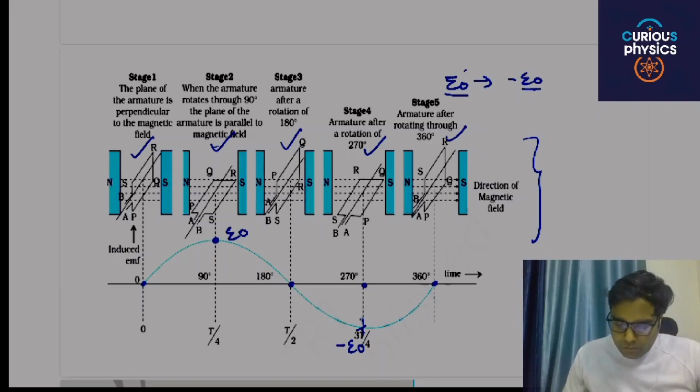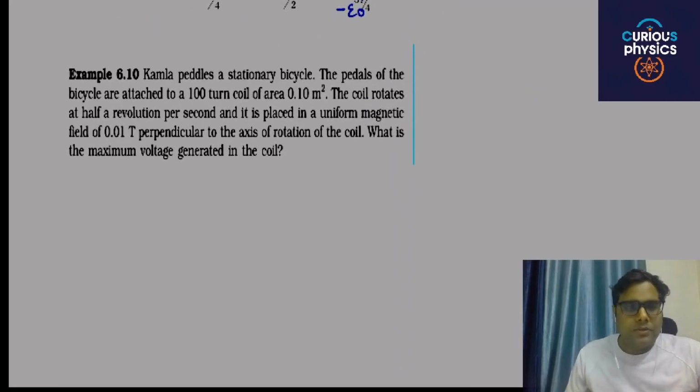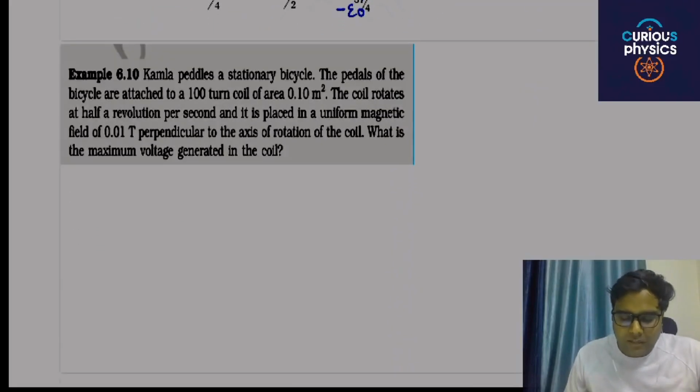Okay. So next is an example based upon this particular AC generator. Kamla pedals a stationary bicycle. The pedals of the bicycle are attached to a 100-turn coil of area this. The coil rotates at half a revolution per second and it is placed in a uniform magnetic field of 0.01 Tesla perpendicular to the axis of rotation. Meaning to say that here theta is 90 degrees.